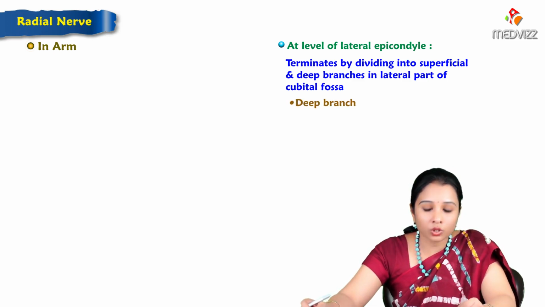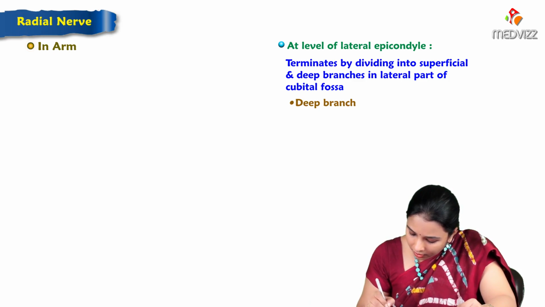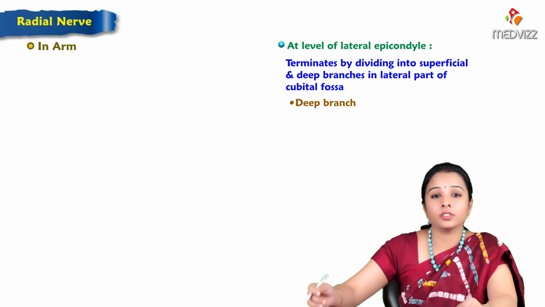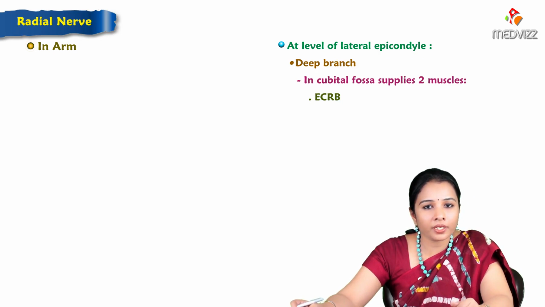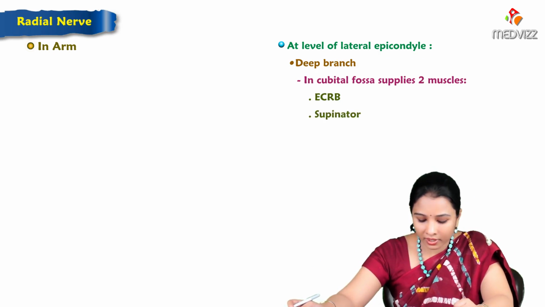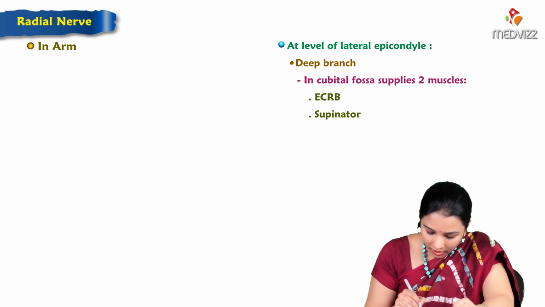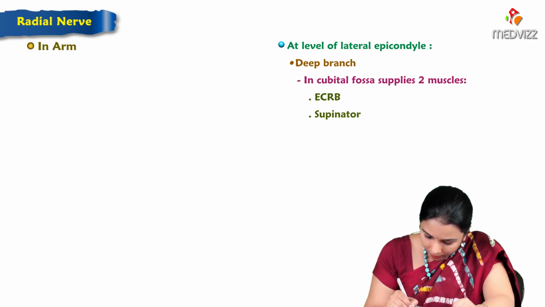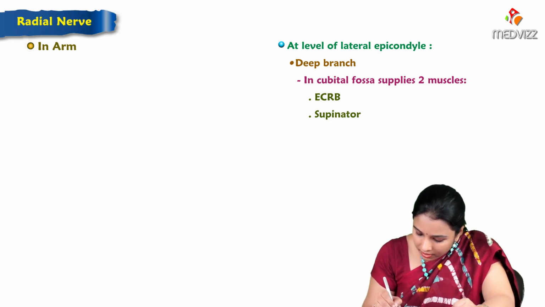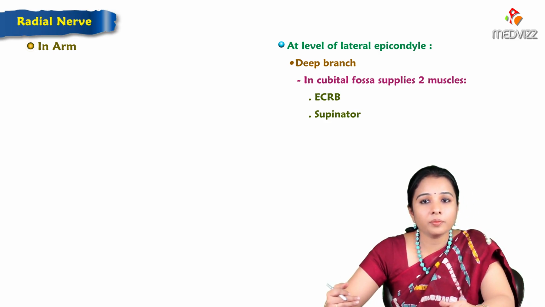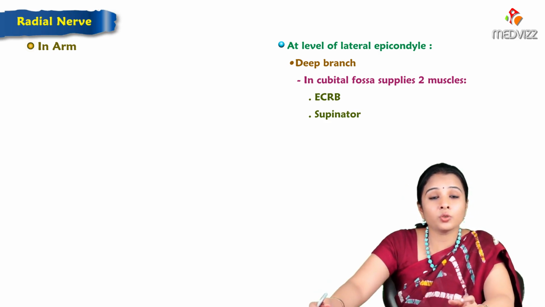The deep branch is also called the posterior interosseous nerve. That you have to remember. Posterior interosseous nerve. And in the cubital fossa, it supplies 2 muscles, extensor carpi radialis brevis and supinator. So within the cubital fossa, it supplies the supinator muscle. This is supinator. And also it gives off a branch to extensor carpi radialis brevis. So this is about the deep branch which is given off immediately within the cubital fossa.